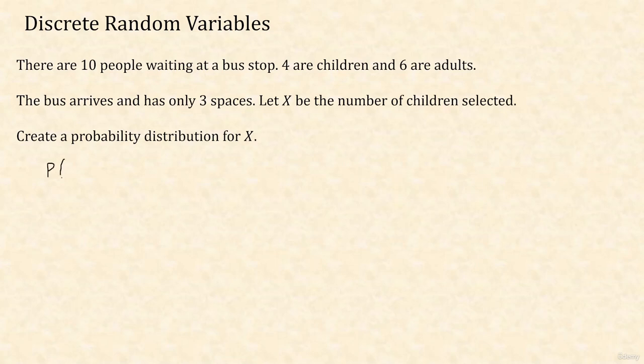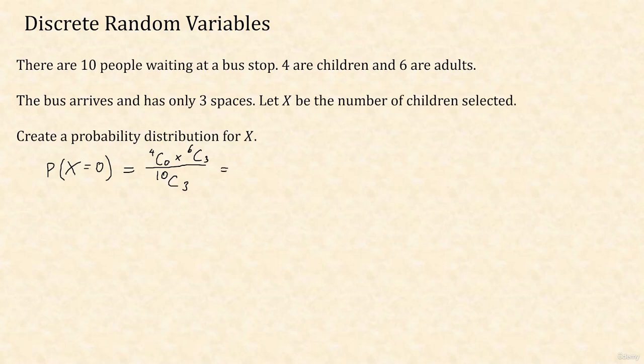So the probability that x equals 0, that's the probability that no children were selected. So we'd have to say, how many ways are there to choose 3 people from the total of 10? That's 10 choose 3. And how many of those are situations where no children were selected? Well, that's when we chose 0 from the four children, and we must have then therefore chosen 3 from the 6 adults. So this is the calculation that we work out.